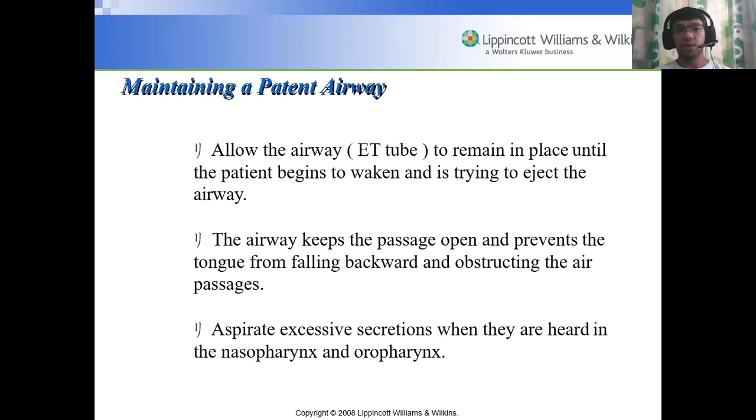Initial nursing interventions. We need to maintain a patent airway. So we allow the airway or the ET tube to remain in place until the patient begins to awaken and is trying to eject the airway. So if the patient is still unconscious, the ET tube that has been used for the general anesthesia should still be in place. Take note that it will only be removed once the patient is already conscious. So the airway keeps the passages open and prevents the tongue from falling backward and obstructing the air passages. And if there are any secretions that you hear, we need to aspirate excessive secretions when they are heard in the nasopharynx and the oropharynx.